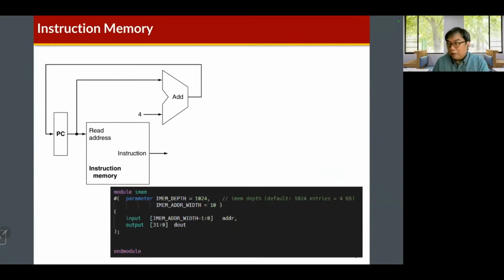For this design lab, I provide the incomplete design module. For the instruction memory, you can find imem.sv. It's a SystemVerilog file, so the extension is sv. Also, we provide the test bench file.